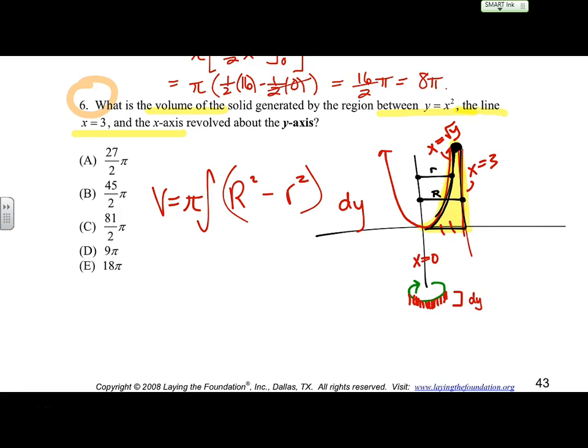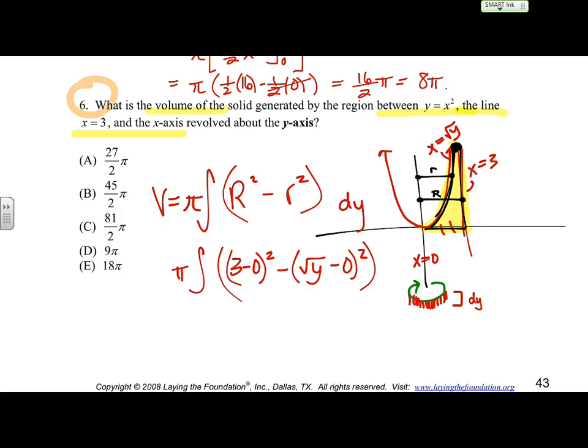So, for big R, right minus left is going to be 3 minus 0 squared, because the right and the left of big R are on the line x equals 3 and then the line x equals 0. Minus little r squared is going to be square root of y, the right, minus 0 to the left. So we have square root of y minus 0, quantity squared. That's all going to be in my integral with a pi.